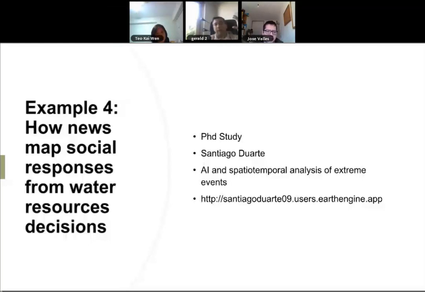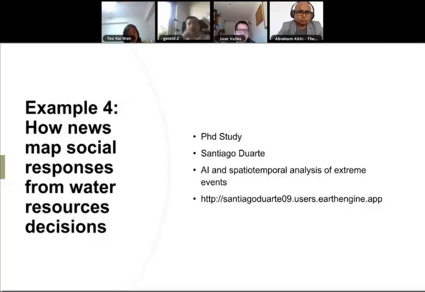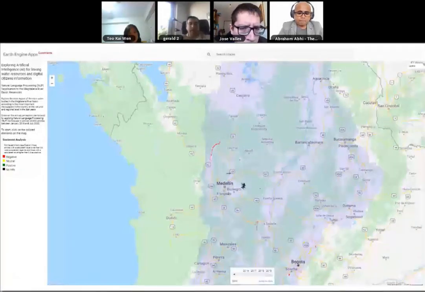And after extracting, he processed it with natural language processing, extracting the information intelligently such that you can have an index that will tell you whether it's good or bad. And he created this app that you can see at the address http Santiago Duarte 09 users earthengine.app. What it is going to show you is something like this. This is one of the six apps that you will see there. And it will show you the feelings of the people, and how this gives an index of the health of the rivers, how they feel that the river is in a bad condition or a good condition.